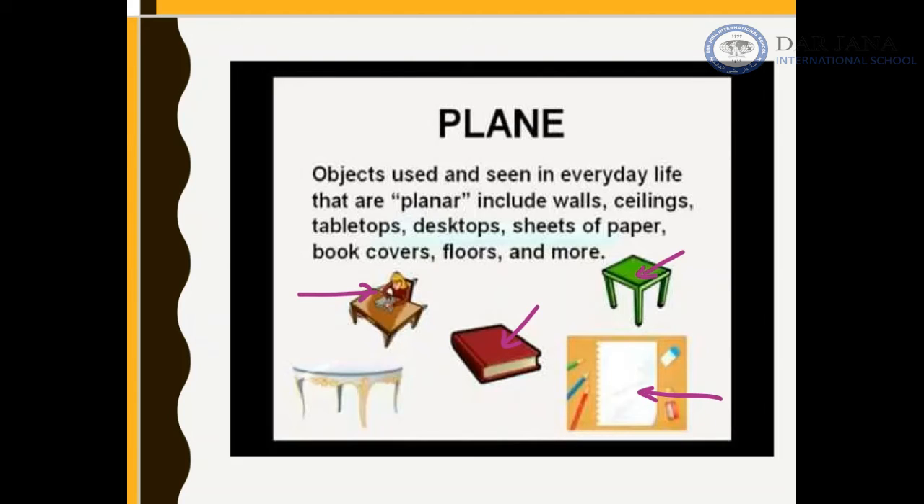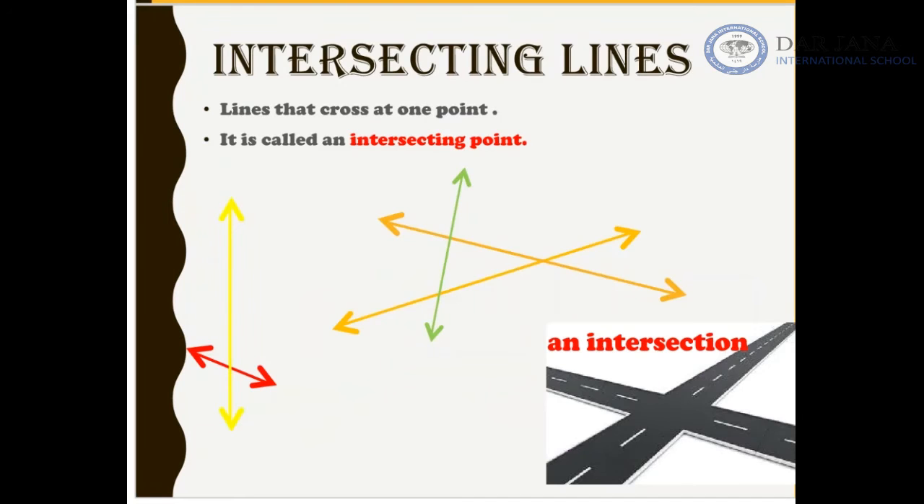Okay, so we call these plane. Okay, I want you to have a look at the first drawing. I have two lines, the yellow and the red line. If you can see that these two lines, they meet each other. They cross each other at this point, right?